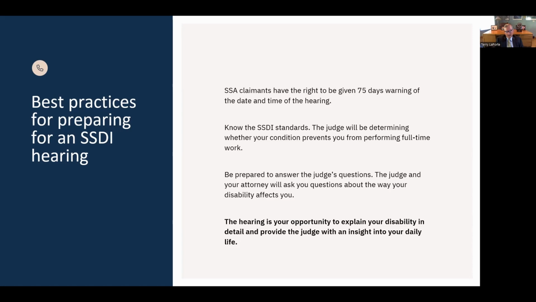So what's the target? What's the standard of disability the judge is considering? The judge is deciding your ability to function and be productive in a work setting over an extended period of time. The minimum requirement is 1 year, 12 consecutive months.